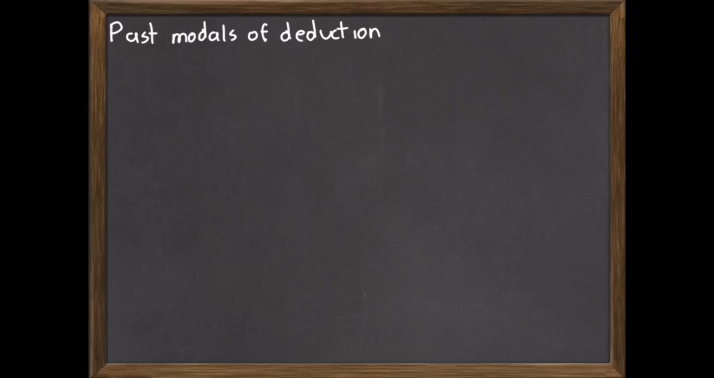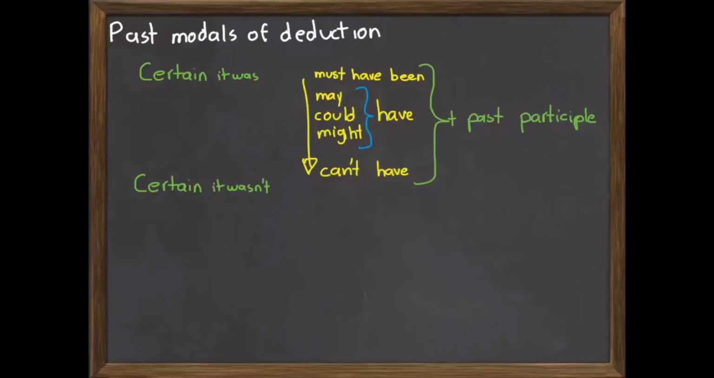For example, we can show that we are very certain something happened, or very certain something didn't happen. To show that we are very certain something happened, we use must have been, and then the past participle. For example, this must have been the Queen's thumb. That means we have proof that it is, so we're very certain it was.